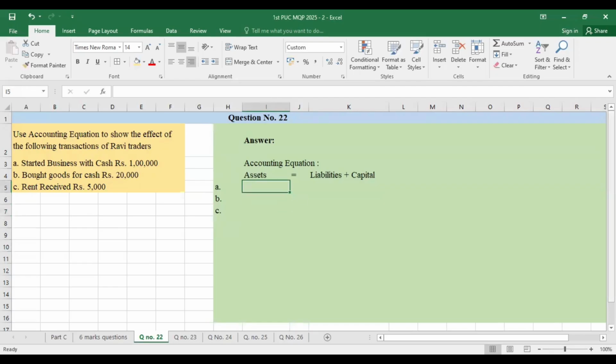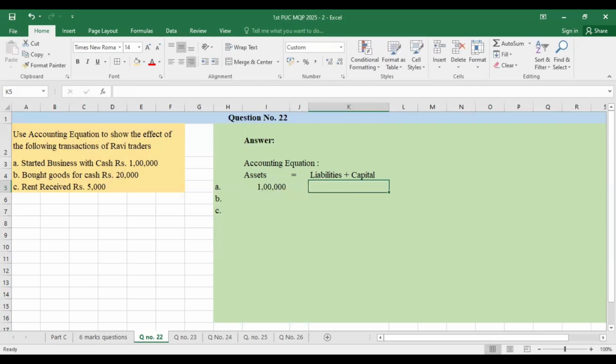So now, first we need to understand what the accounting equation is. Accounting equation is nothing but assets equal to liabilities plus capital. So always liabilities and capital should equate with the total assets of the business. So here, first is started business with cash 1 lakh. So to business, cash has come in. Cash is an asset. So on the asset side, you'll write cash of 1 lakh.